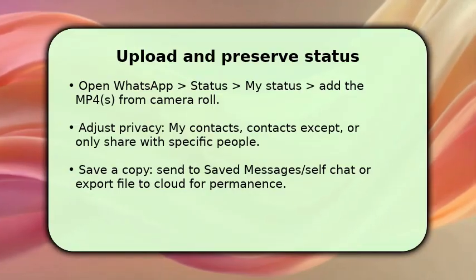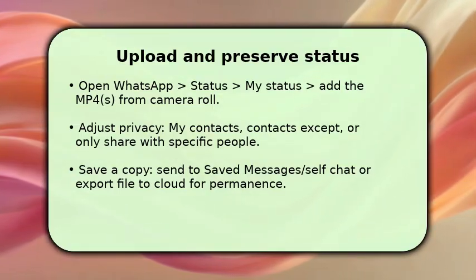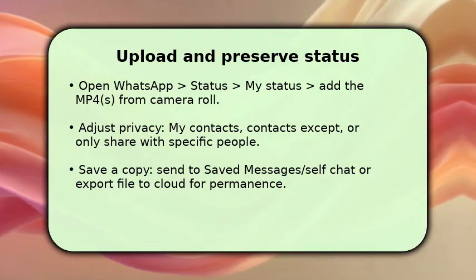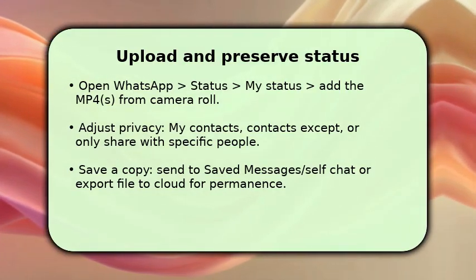Now post the MP4 segments to WhatsApp status. Tap Status, then My Status, select your converted videos in order and add captions if needed. Make sure status privacy matches who should hear it.